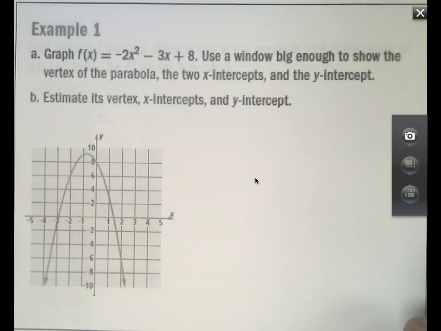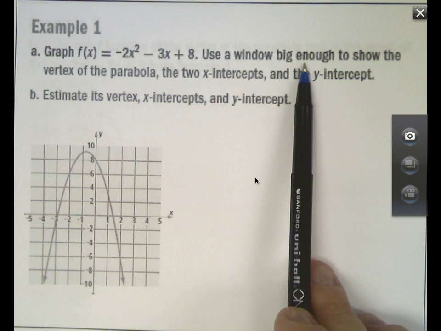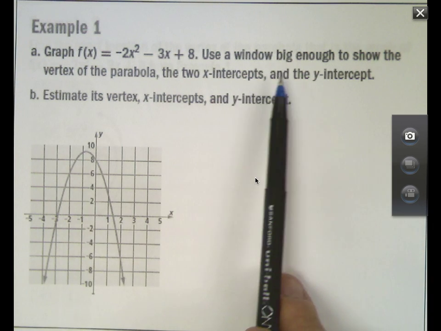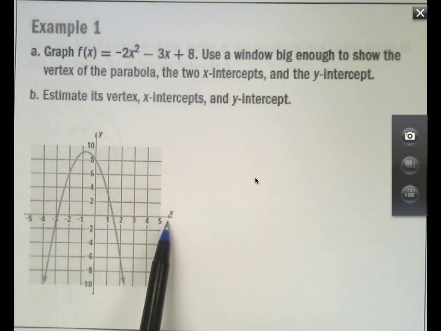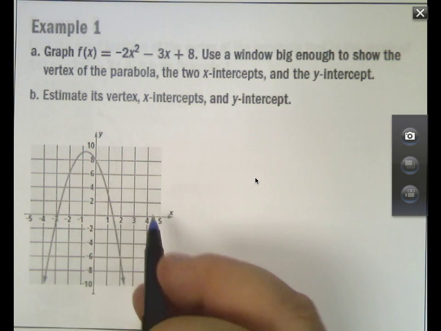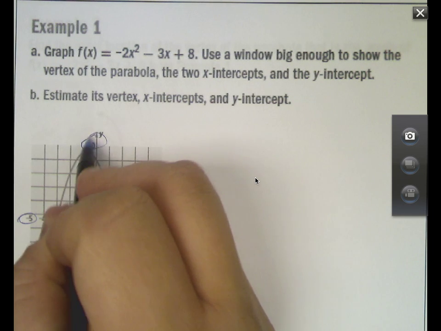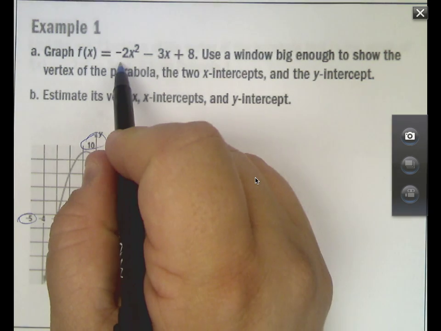Let's look at example 1. It says graph f of x equals negative 2x squared minus 3x plus 8. Use a window big enough to show the vertex of the parabola, the two x-intercepts, and the y-intercept. Remember, you have to change your window. It's not up to your calculator's job. So here they have the x max at 5, the x minimum at negative 5, y max at 10, the y minimum at negative 10.